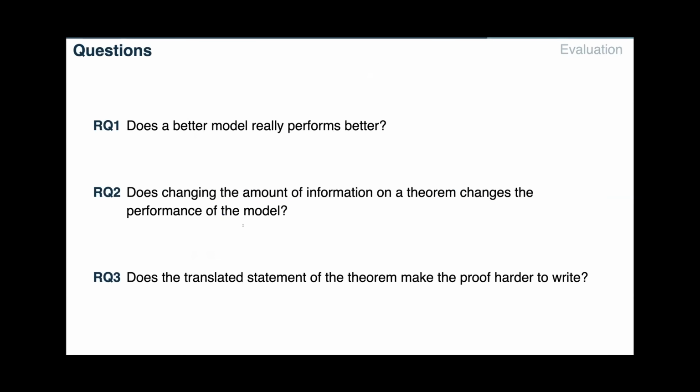Once this work was finished, we asked ourselves some questions, three questions actually. The first one is, does a better model really perform better? Does changing the amount of information on the theorem change the performance of the model? And finally, does the translated statement of the theorem make the proof harder to write?